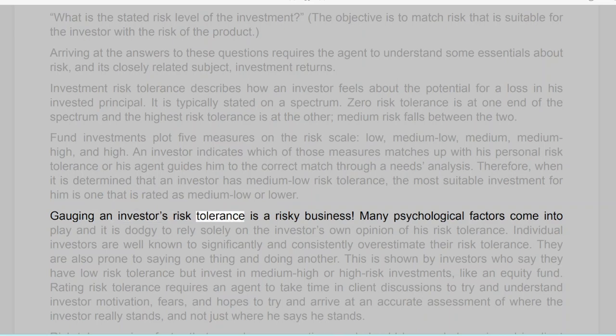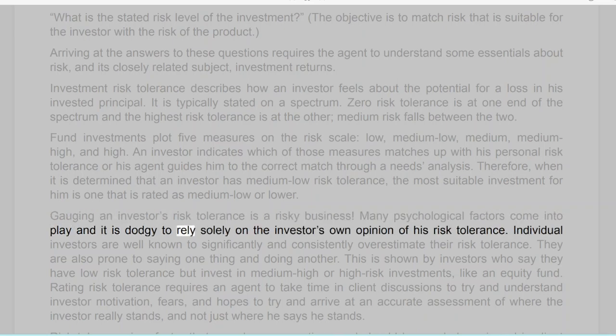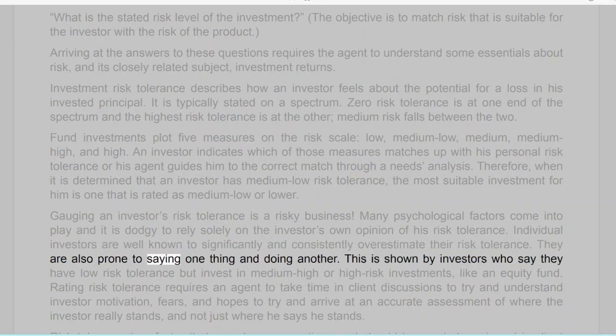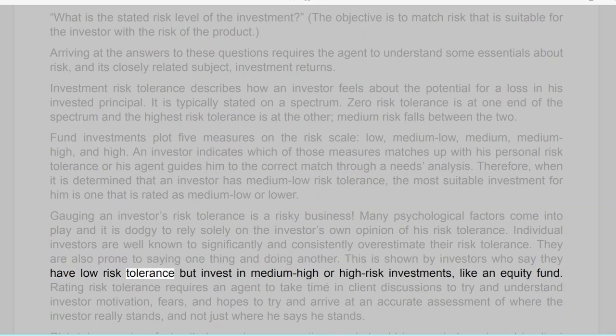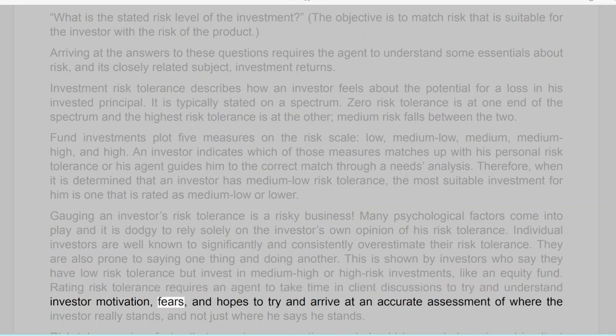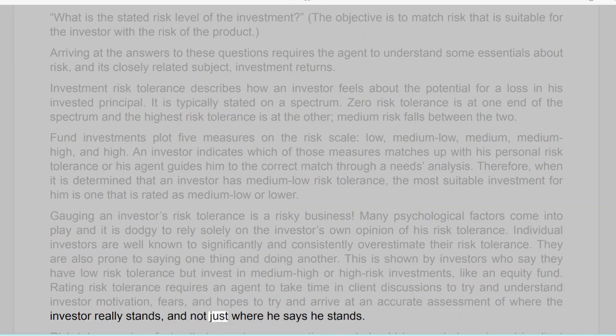Gauging an investor's risk tolerance is a risky business. Many psychological factors come into play and it is dodgy to rely solely on the investor's own opinion of his risk tolerance. Individual investors are well known to significantly and consistently overestimate their risk tolerance. They are also prone to saying one thing and doing another. This is shown by investors who say they have low risk tolerance but invest in medium-high or high-risk investments, like an equity fund. Rating risk tolerance requires an agent to take time in client discussions to try and understand investor motivation, fears, and hopes to arrive at an accurate assessment of where the investor really stands and not just where he says he stands.